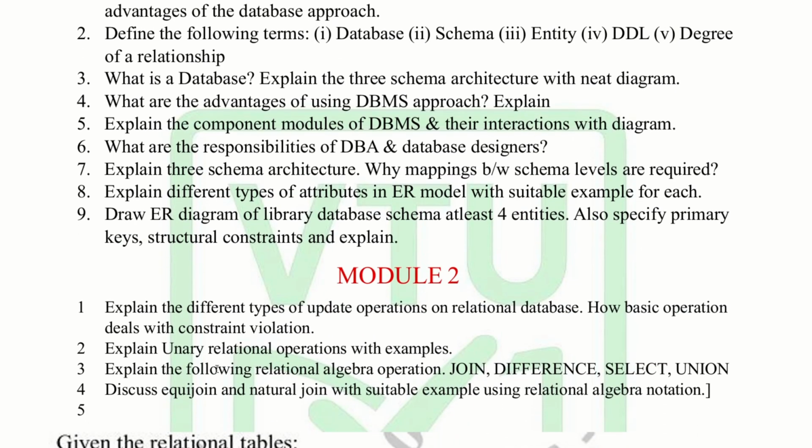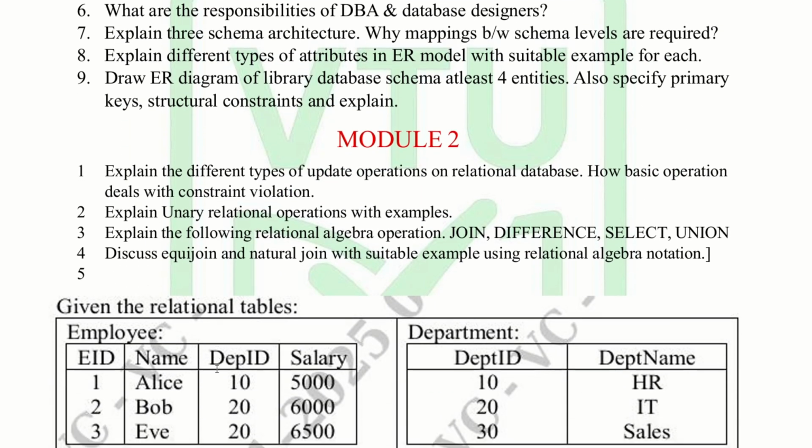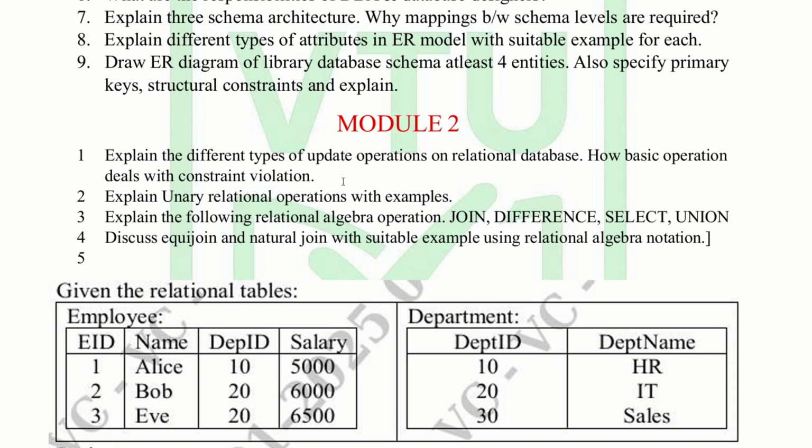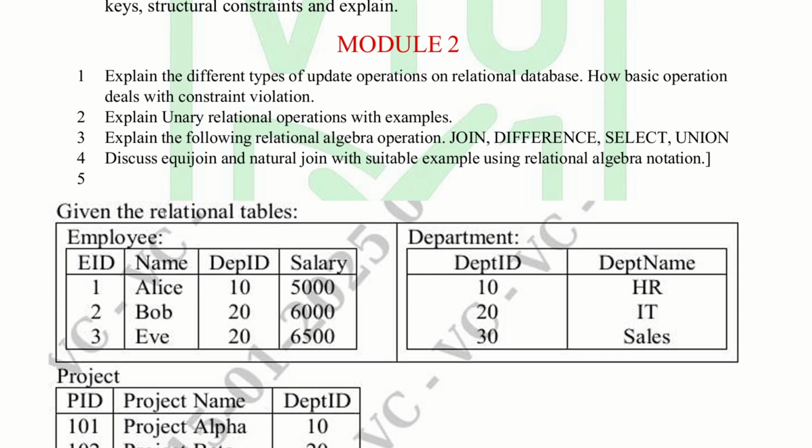Now the module second. Module second: Explain the different types of update operations on a relational database. How do basic operations deal with constraint violations? Second question: Explain unary relational operations with examples.